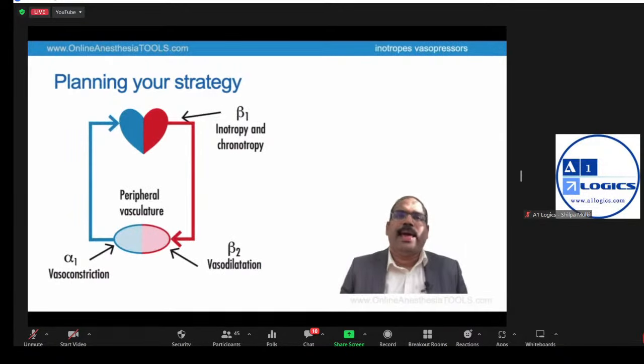Now, how do we plan our strategy? Alpha-1 adrenergic receptors are located in vascular walls and induce significant vasoconstriction. Alpha-1 adrenergic receptors are also located in the heart and can increase the duration of contraction without increasing chronotropy, that is the heart rate. Beta-2 adrenergic receptors in vessels induce vasodilatation.